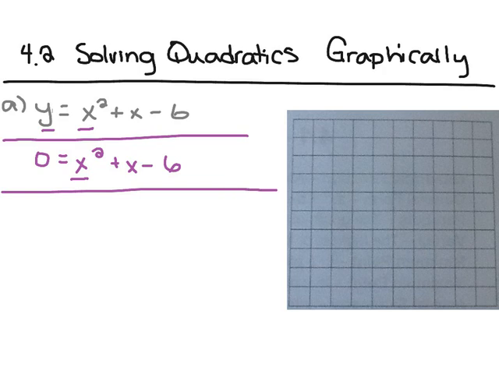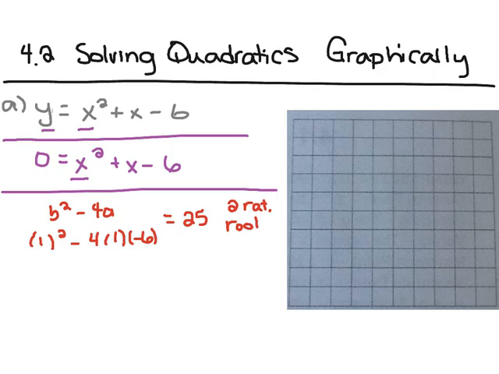Our second column, what is the discriminant? So we're going to take b squared minus 4ac. My b is 1, minus 4 times 1 times negative 6. If you multiply this all out, you should get 25. So we know we have two rational roots because it is a square.